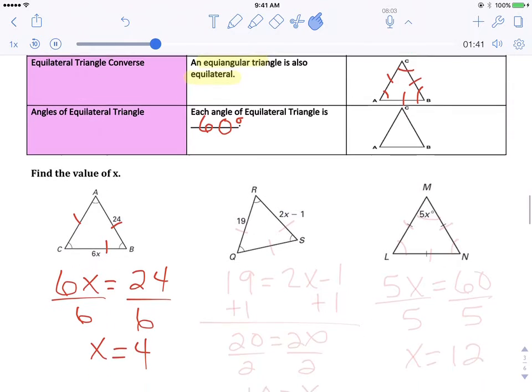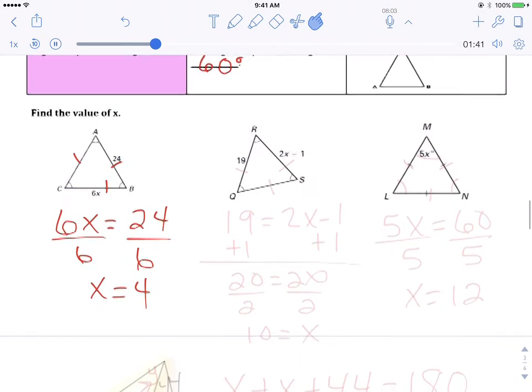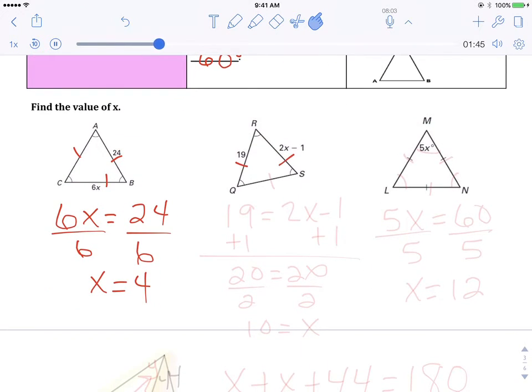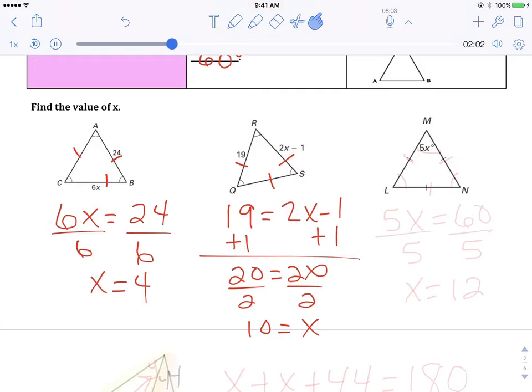In the second example, again we're told that all three angles are congruent. Therefore we know all three sides are congruent. So I can set the sides equal to each other and solve for x. So add 1 to both sides, so 20 equals 2x. Divide by 2, so x is 10.